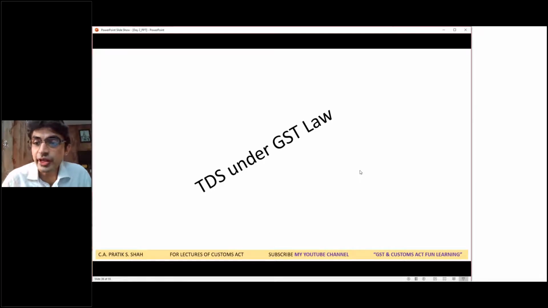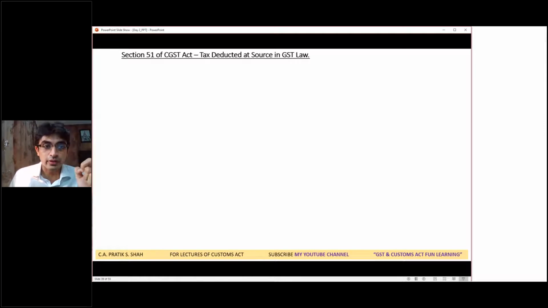See, TDS under GST law. One of the important points, TDS under GST law. You must be aware or must have heard about TDS under income tax. But in GST also, from 1st October 2018, the TDS concept was introduced. From 1st October 2018, TDS under GST law was introduced. See what this point says. I will just give you a demo, not in-depth study, but I will give you all the demos.